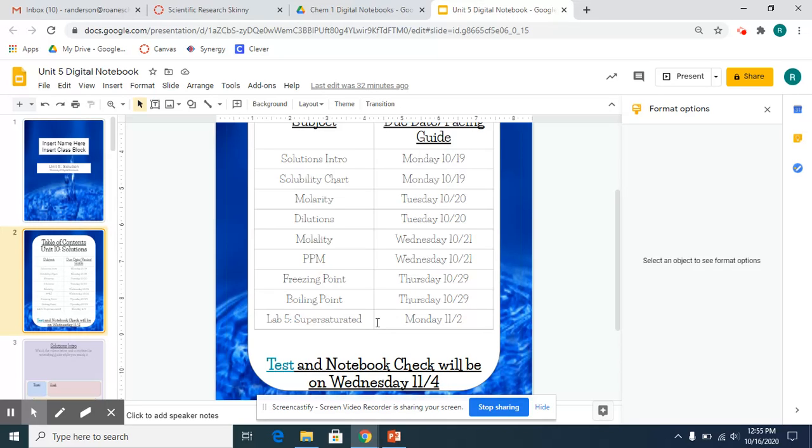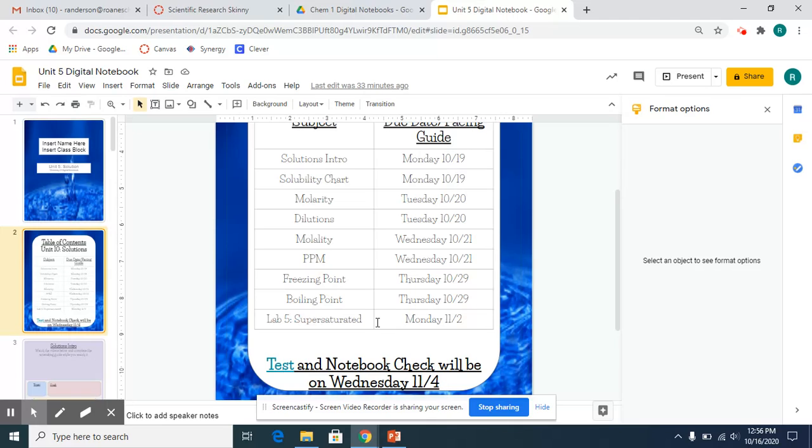That Tuesday, the 3rd, let me double check, is a staff development day. So students won't have school. It's just a day off for you all. I will be here working for staff development. And then Wednesday, so that will be another good day to review if you need it. And then that Wednesday will be the test and notebook check.